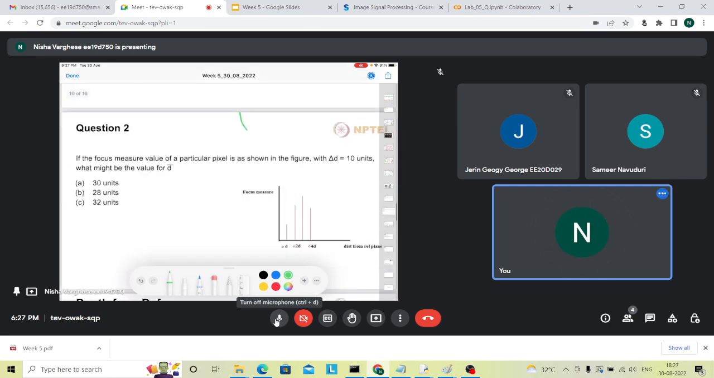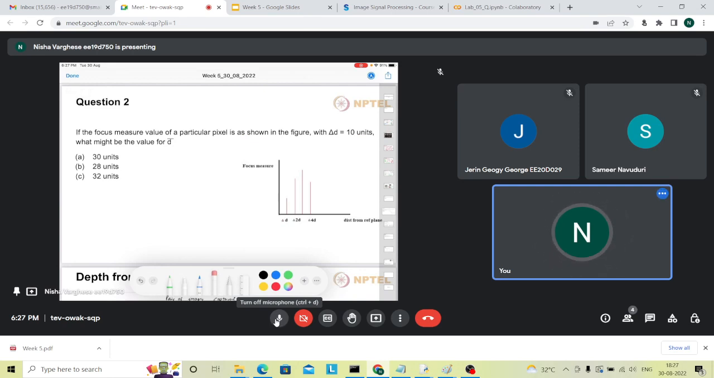Then for the second question, if the focus measure value of a particular pixel is as shown in the figure with delta d equal to 10 units, what might be the value of d bar? d bar is the depth of the particular pixel. This image shows a particular pixel's focus measure value. Here in the x-axis it is given delta d, 2 delta d, 4 delta d, like that. The first one is delta d, the second one is 2 delta d, the third one is 3 delta d, the fourth one is 4 delta d. The question is, what might be the value of d bar?